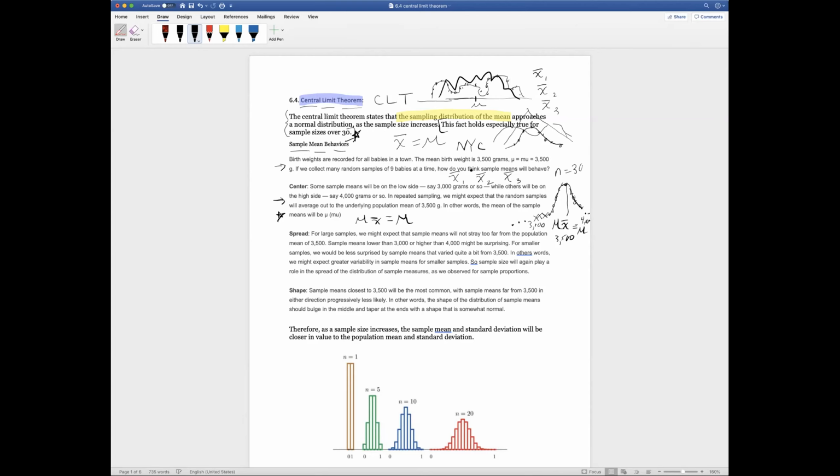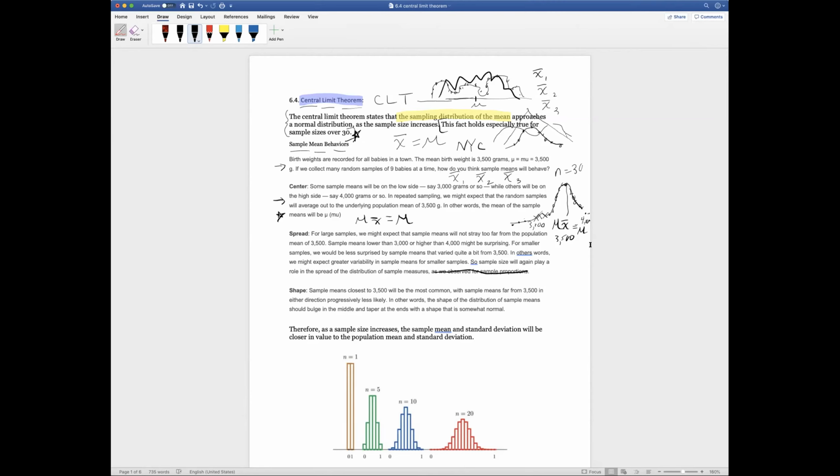For smaller samples, we would be less surprised by sample means. That is, if we collect 2 babies at a time rather than 9 babies at a time, we would be less surprised that they vary a lot more. In other words, we expect greater variability in sample means from smaller samples. So sample size will again play a role in the spread of the distribution of sample means.